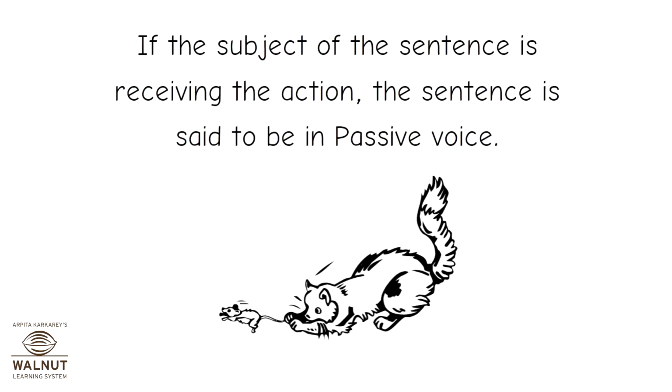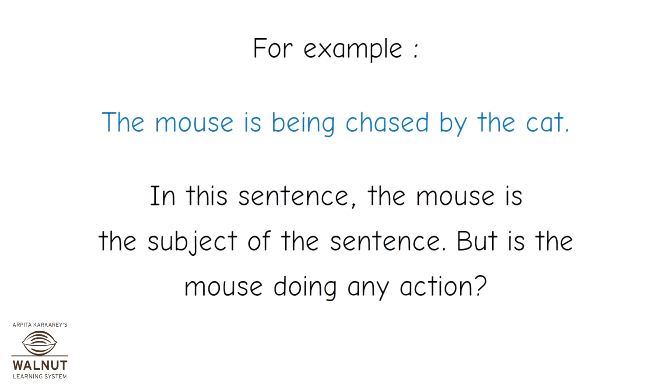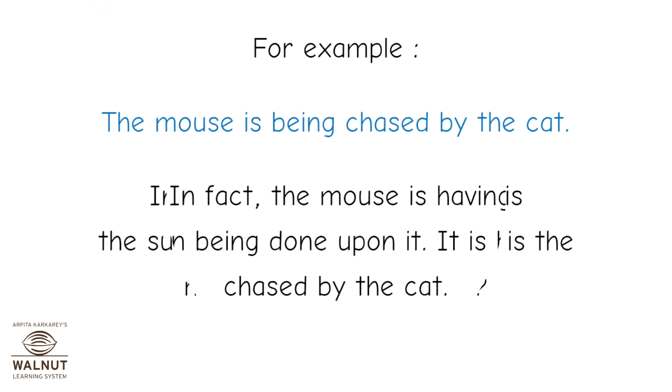If the subject of the sentence is receiving the action, the sentence is said to be in passive voice. For example, the mouse is being chased by the cat. In this sentence, the mouse is the subject of the sentence. But is the mouse doing any action? No. In fact, the mouse is having an action being done upon it. It is being chased by the cat.